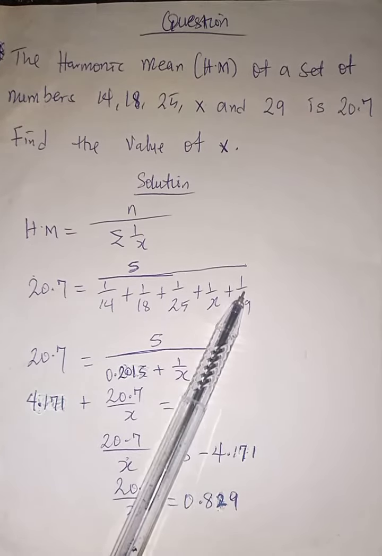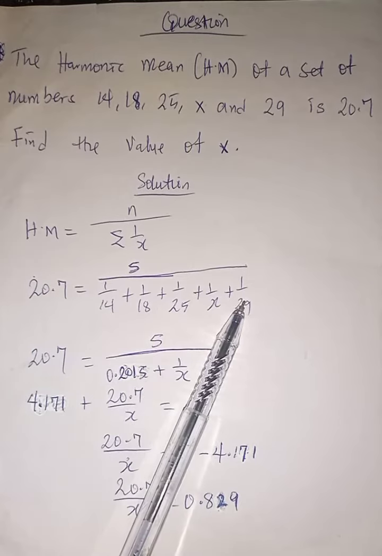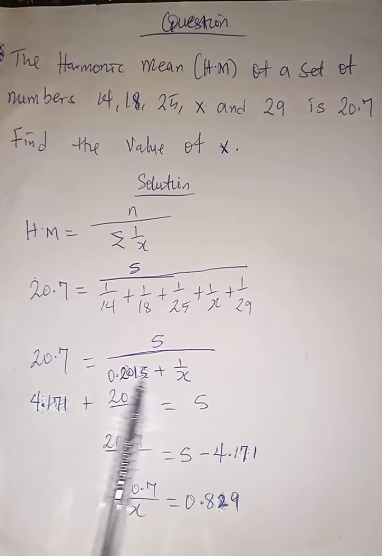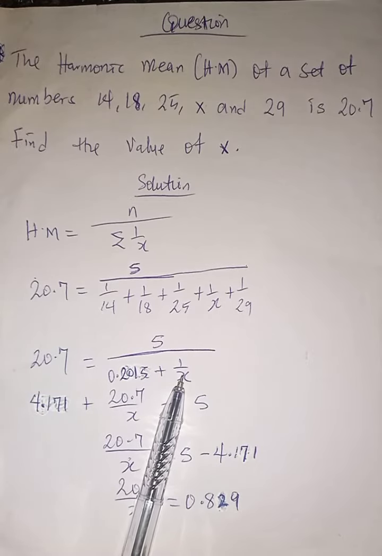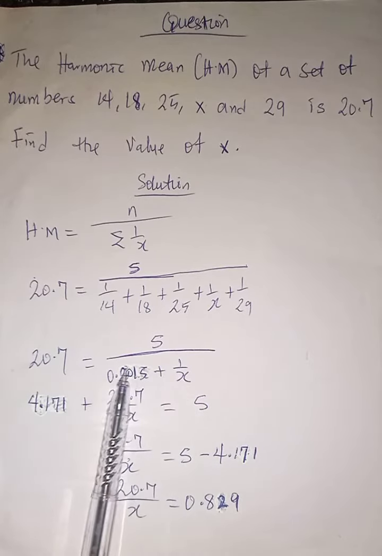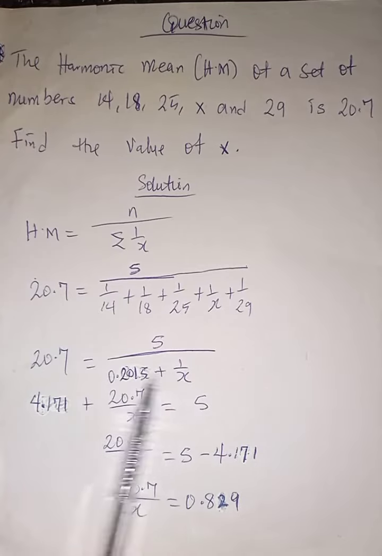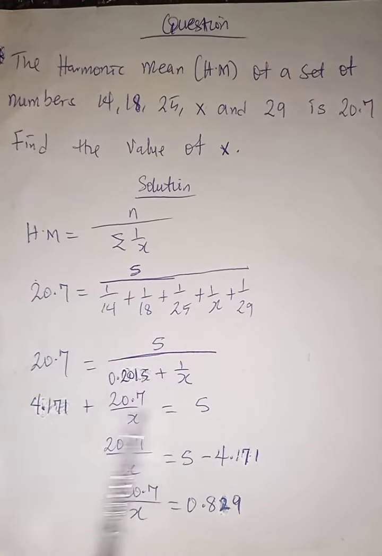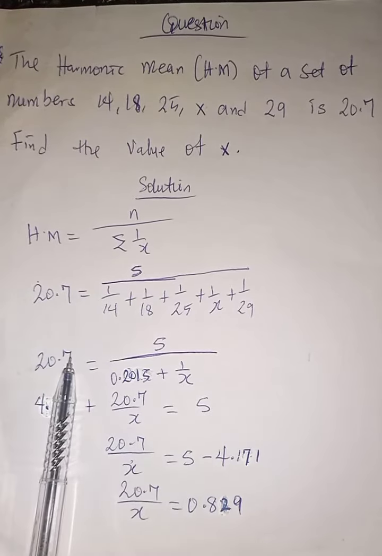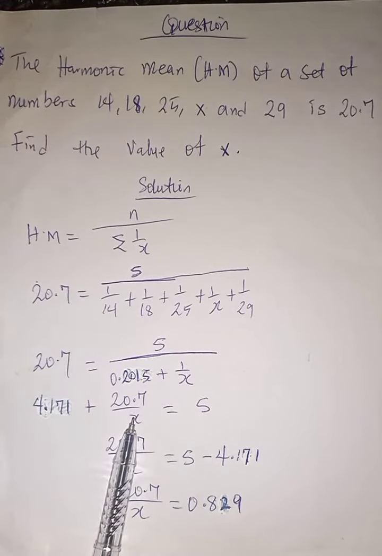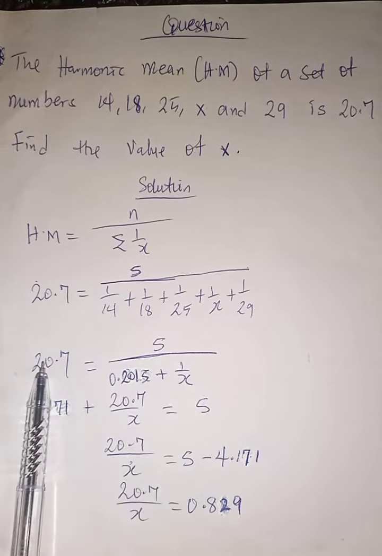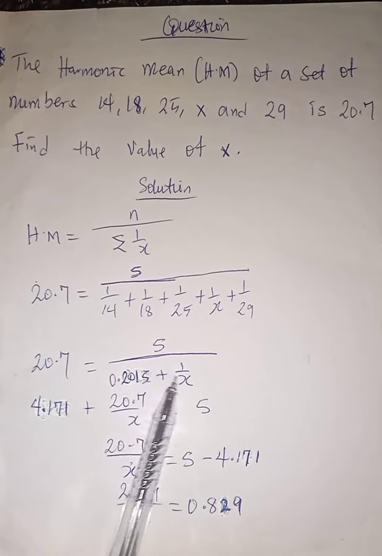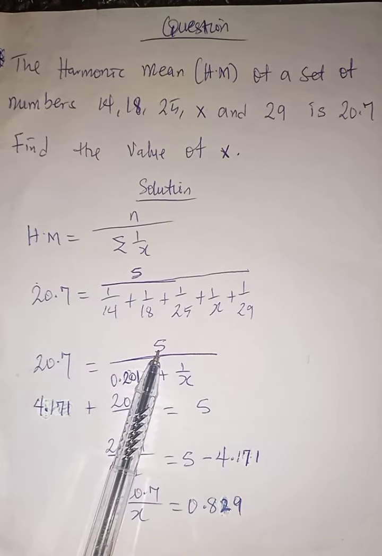The next thing you do, you add up the known ones. Then you'll be having 0.20515. Then 1 over x is still there because x is unknown. That's why we cannot add it to this. So next you cross multiply. 1 over x times 20.7, we're going to have 20.7 over x. Because the numerator will multiply only this, then divided by x. It equals 5, because only 5 will be left here.